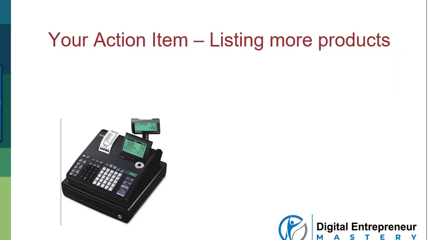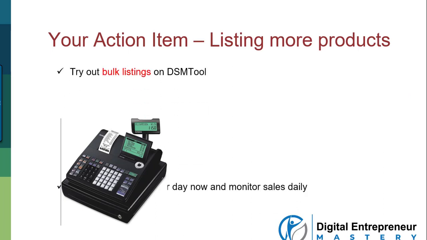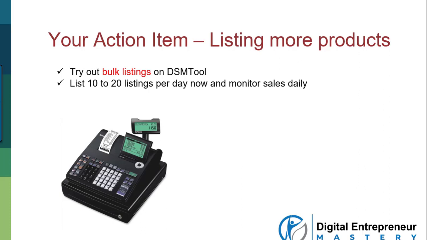So your action item, after this module, is to try out bulk listing on DSM2, to list 10 to 20 items per day, and to monitor and track your daily sales. Right now let's go on to the DSM site and let me show you how both of these methods work.